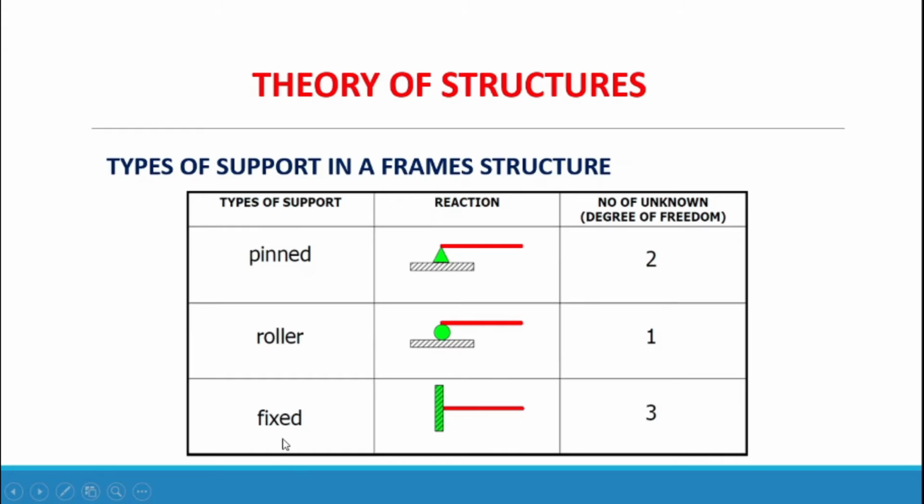Next, we have a fixed support, and this is the symbol, and we have 3 unknowns. We have the vertical reaction, horizontal reaction, and a moment.